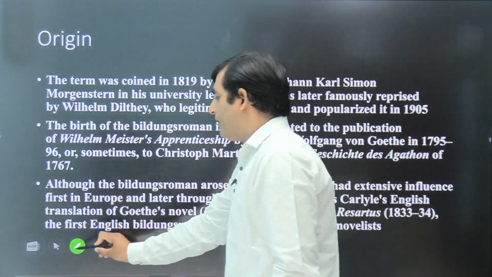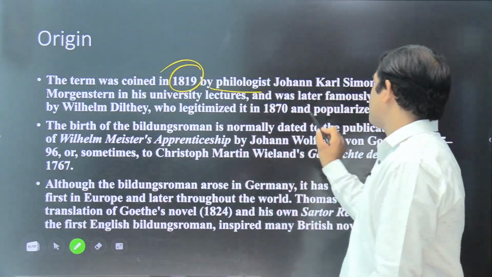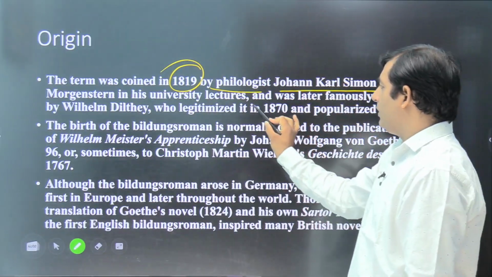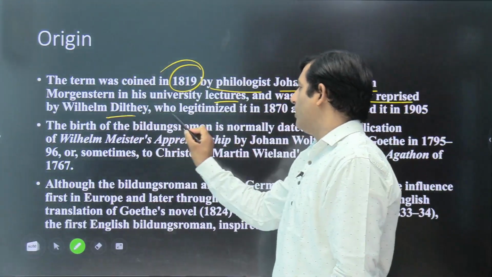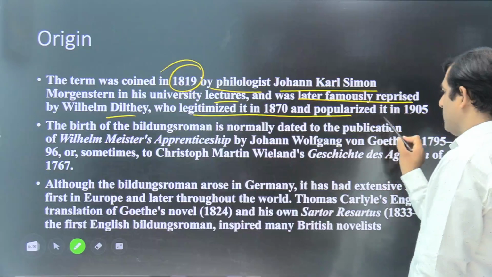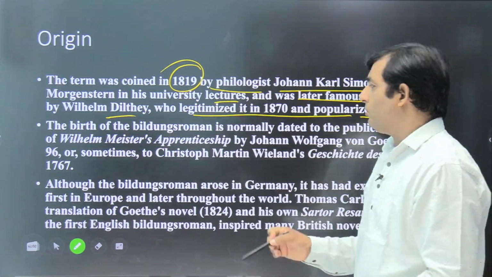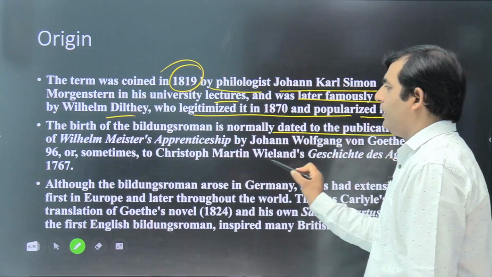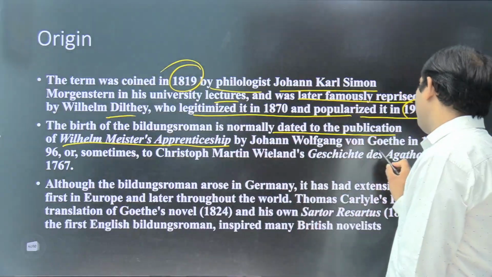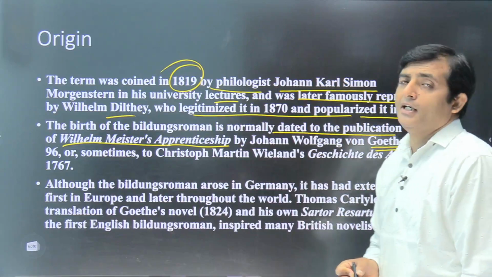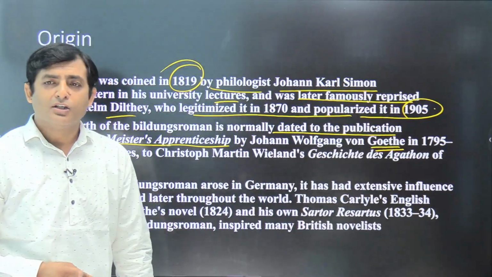In 1819, another person who was a philologist, Johann Carl Simon, in his university lectures, and was later famously reprised by Wilhelm Dilthey, who legitimized it in 1870 and popularized it in 1905. The birth of Bildungsroman is generally dated to the publication of Wilhelm Meister's Apprenticeship, and the novel was written by Goethe in 1795-96, and Goethe himself was a German novelist and German critic.